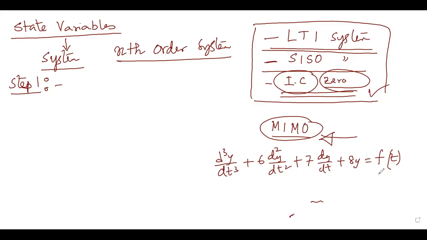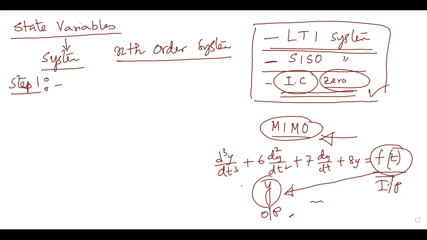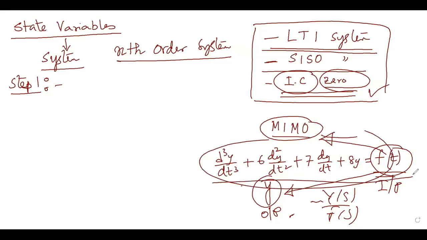If we solve this equation, we'll get y. So y is the output, and f(t) is the input. Now in the transfer function, we know how to find it: we take the Laplace transform and then divide Y(s) by F(s) to get the transfer function. Now, how do we represent this equation in state variable form? The first step is that you rewrite the equation.